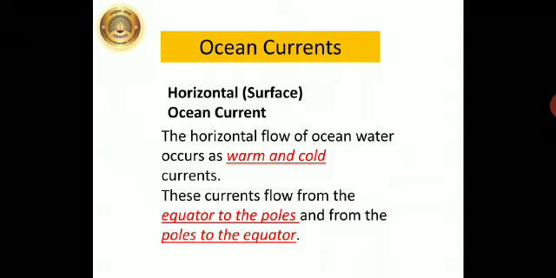These currents flow from the equator to the poles and from the poles to the equator. Now the current that flows from the equator to the poles, what type of current will it be? It will be a warm current. As well as from the poles to the equator, as the polar regions are the cooler regions, from the poles to the equator, the cold currents flow.